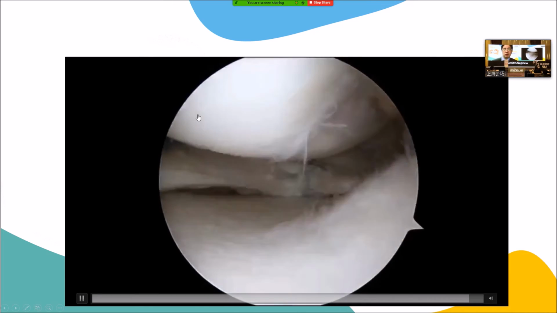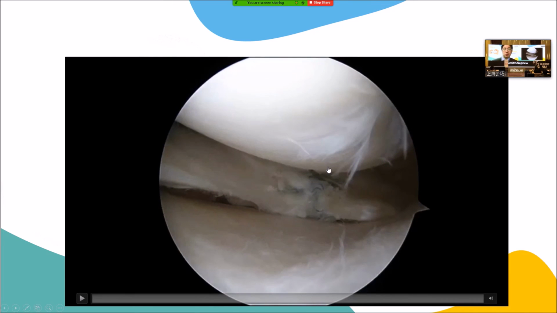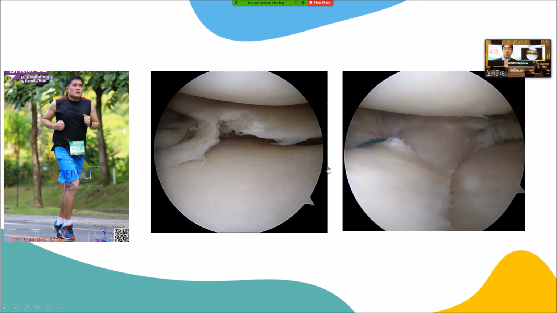So finally we reduced the extrusion and repaired the meniscus back. So he's happy now. He can go back to sport again. Okay, this is my good friend, the president of the Thailand Orthopedic Society for Sports Medicine.